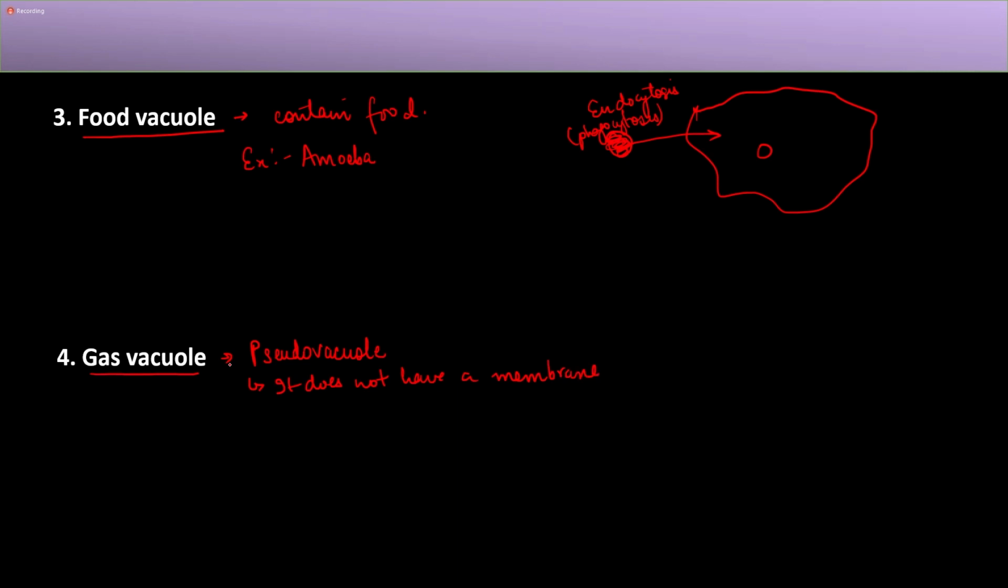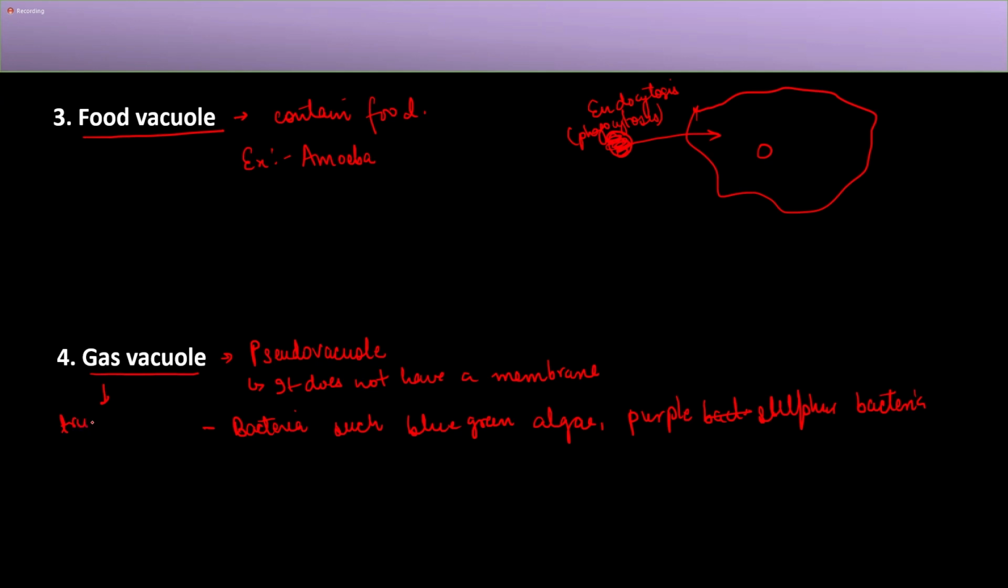When we were studying the prokaryotic cell, we saw that gas vacuoles are present in bacteria. So these are present in bacteria such as blue-green algae, purple sulfur bacteria, etc. So these gas vacuoles are not true vacuoles, but pseudo vacuoles that are present in bacteria. So with this, we have studied the endomembrane system.